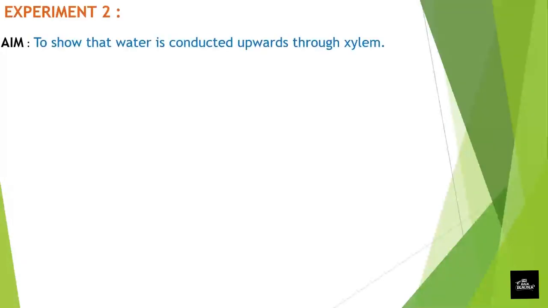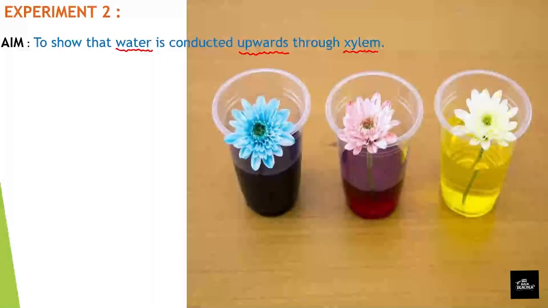Experiment number two, the aim of the experiment is to show that water is conducted upwards through xylem. Water is conducted by whom? By xylem, we all know. But in what direction? That also we know. Upwards. To prove this, we are going to be performing this experiment number 2. Let us first look into the apparatus.